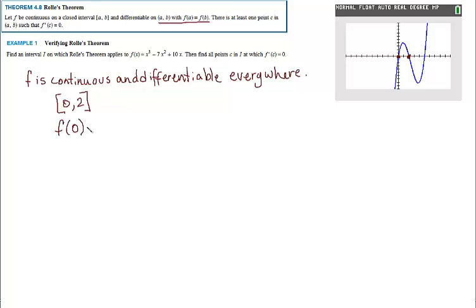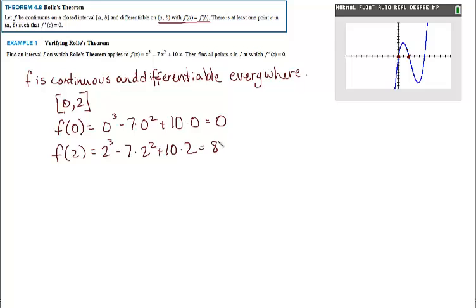f of 0 equals f of 2. f of 0 is 0 cubed minus 7 times 0 squared plus 10 times 0. That's 0, that's nice, equals 2 cubed minus 7 times 2 squared plus 10 times 2. It's like 8 minus 28 plus 20. That's equal to 0. Therefore, f is continuous and differentiable everywhere on my closed interval with f of 0 equaling f of 2.